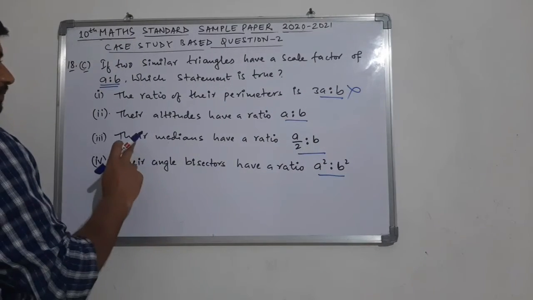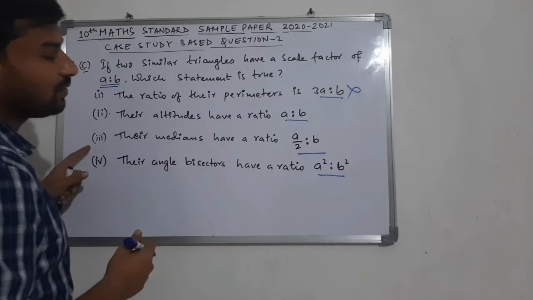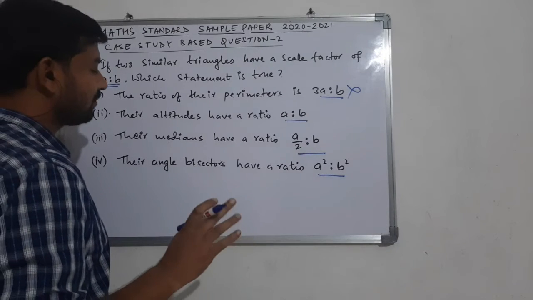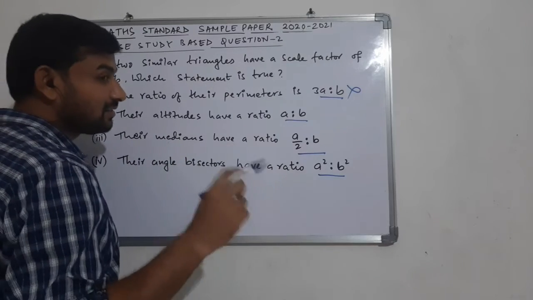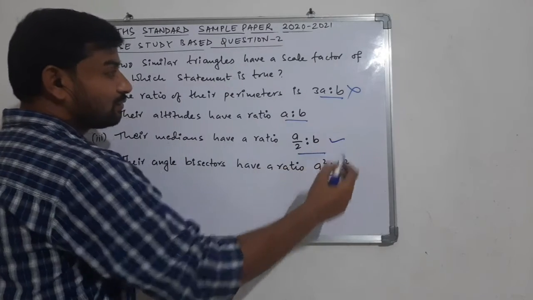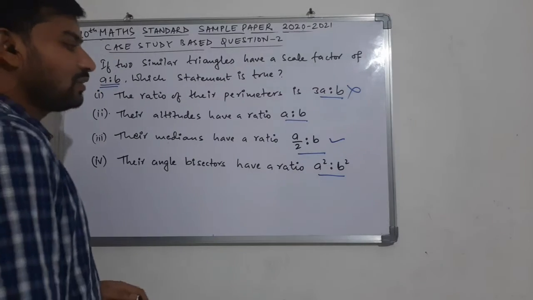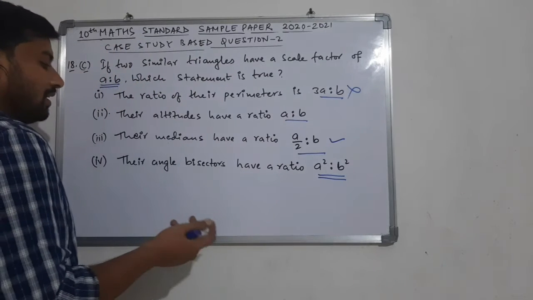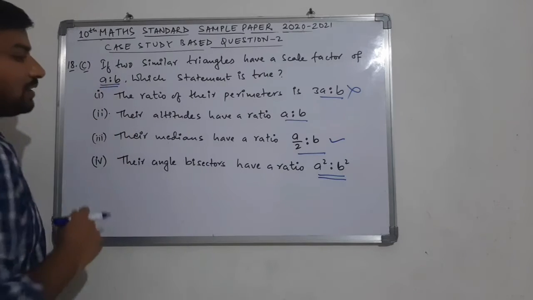When we come to the medians, let me come to these two which are not simple. So we will find out the correct answer. It's very simple. Their medians have a ratio. If the triangles are similar, then the medians will have a ratio same as the sides. Again, the angle bisectors will not have ratio A²/B², because the angle bisectors will not be related to A/B here.